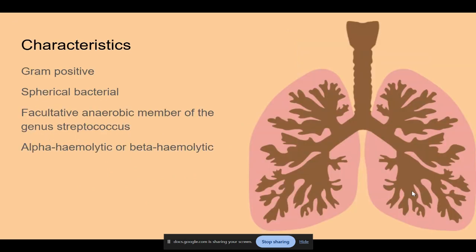So, some characteristics of pneumonia: it's gram positive, it's a Streptococcus, it's spherical bacteria. It's a facultative aerobic member of the genus Streptococcus, and it's also alpha hemolytic and beta hemolytic.